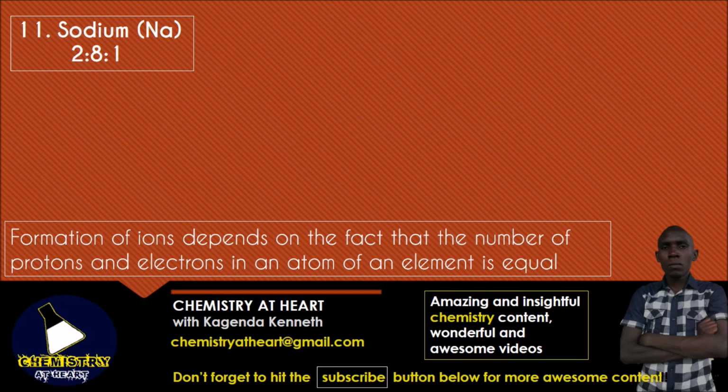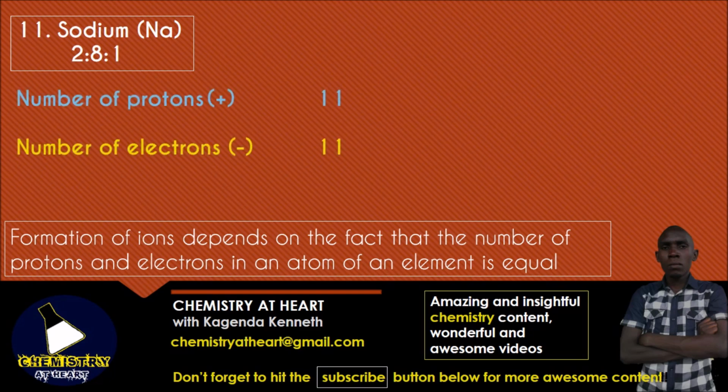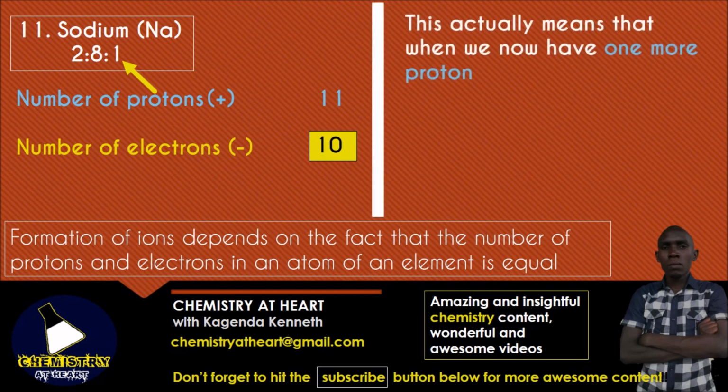Let's look at sodium as an example. Sodium has electronic configuration 2, 8, 1, and this means that sodium has 11 protons and 11 electrons, because the number of protons and the number of electrons are always equal. And because of that, when sodium wants to become stable, it will have to lose 1 electron, because it's always electrons which are lost, and when sodium loses 1 electron, it means that the number of electrons in sodium reduced to 10. And when the number of electrons in sodium reduced to 10, it means that now when we compare protons and electrons in sodium, we shall realize that we are having 1 more proton than electrons. And that means that since protons are positively charged, we are having 1 more positive than the negatives. And that is why we write sodium ions as Na+.